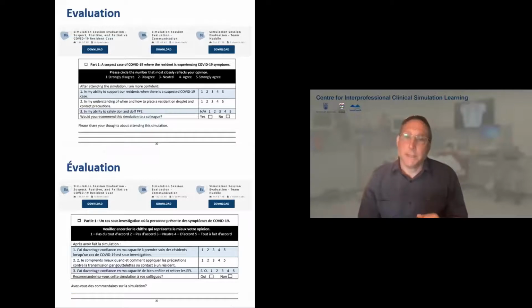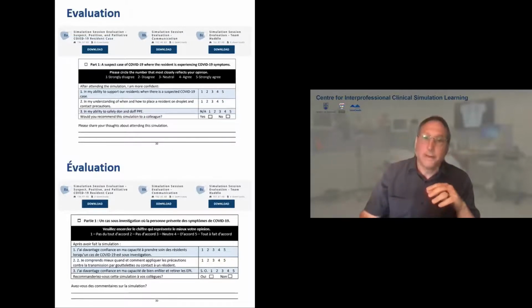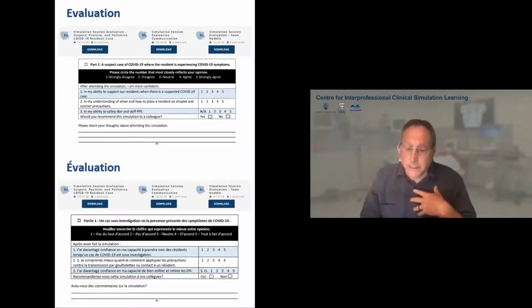So after each individual simulation, we invited our participants to complete session evaluations. These evaluations asked Likert scale questions, self-reporting of confidence, which were directly aligned with our learning objectives, and also provided our participants with a place to provide other comments as they might choose to do. To date, we have 300 participants, all of whom agree or strongly agree that they have met their objectives of increased confidence. In addition, 100% of our participants would recommend these simulations. Next slide, please.